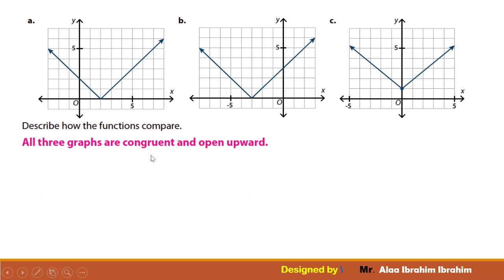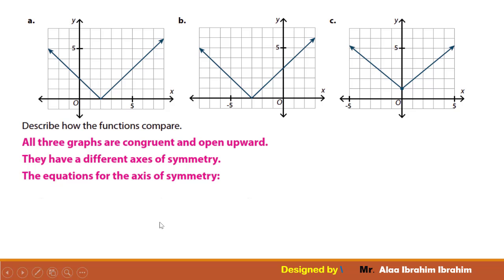All three graphs are congruent and open upward. All of them are looking up and my vertex is down. They have different axes of symmetry. So the axis of symmetry here, this is my axis of symmetry, this is my axis of symmetry, this is my axis of symmetry. So the difference is that these functions are different in mine. The equation for the axis of symmetry is x equals 2, x equals negative 3, and x equals 0.